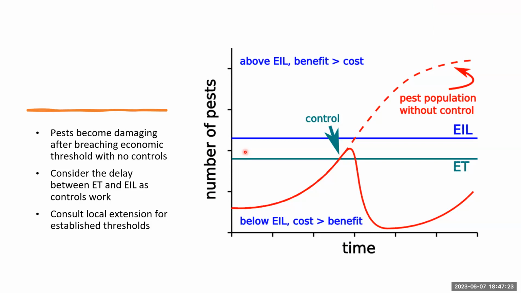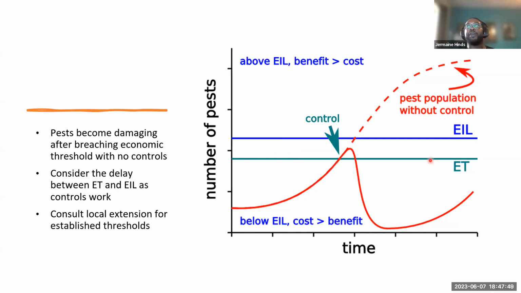Can I just ask a question? Yeah. Is the blue writing near the time, it says below EIL, should that be below ET? Cost is greater than benefit? No, the economic injury level, because the economic injury level is when it becomes damaging, and under it, it's when it's not damaging yet, not economically important, right?